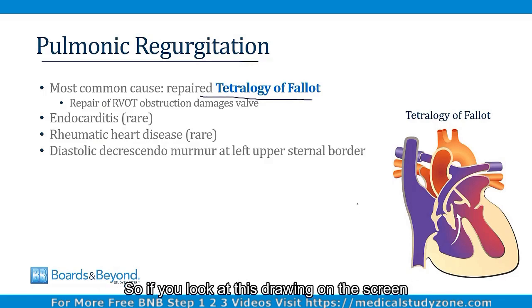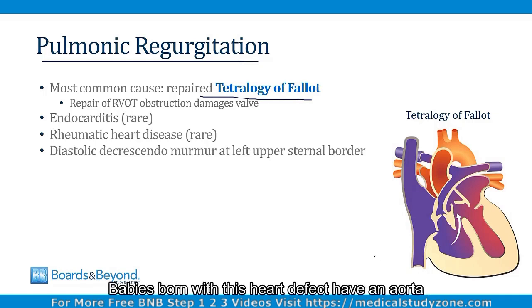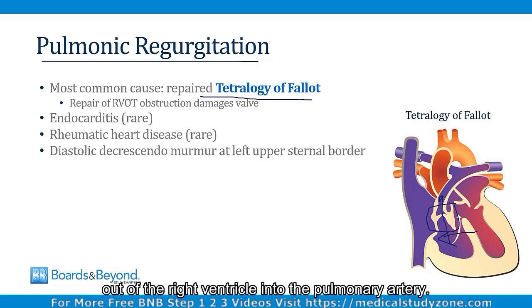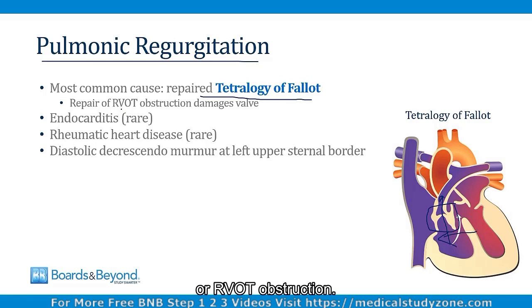So if you look at this drawing on the screen, this is a drawing of what the heart looks like in tetralogy of Fallot, which is a congenital heart defect. Babies born with this heart defect have an aorta that is shifted over towards the right ventricle. It's called an overriding aorta. They also have a ventricular septal defect. In addition, they have obstruction to blood flow out of the right ventricle into the pulmonary artery. This is called right ventricular outflow tract obstruction, or RVOT obstruction.